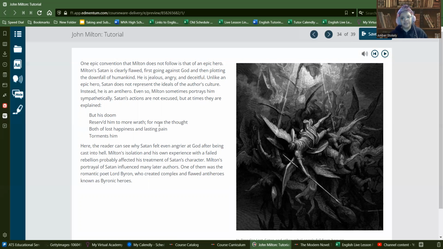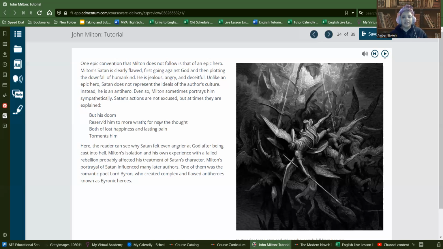He's not just upset about being cast out, but he's also thinking about the happiness that he lost by God deciding to cast him out. So he has to think of not just the pain he's currently in, but what he could be having if the decision was different. And that torments him. So this is thought by scholars to be a reflection of Milton's isolation and his own experience with a failed rebellion. Because remember, he was punished for supporting Oliver Cromwell.